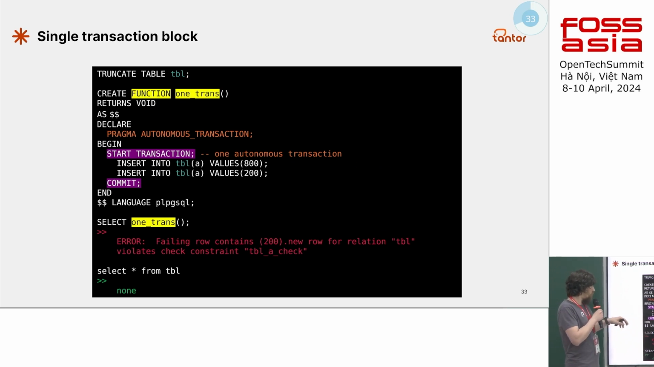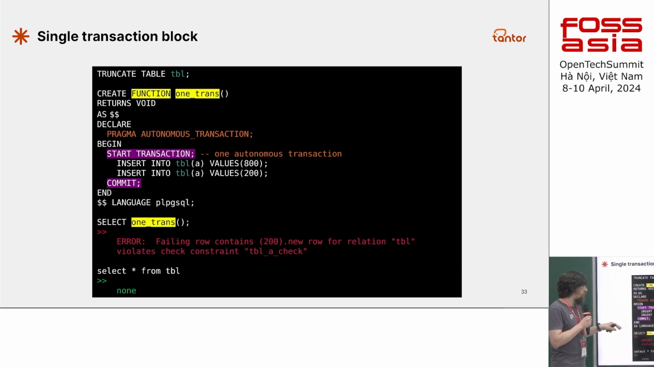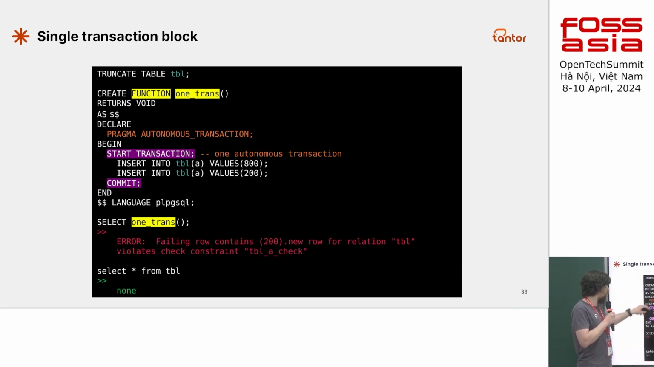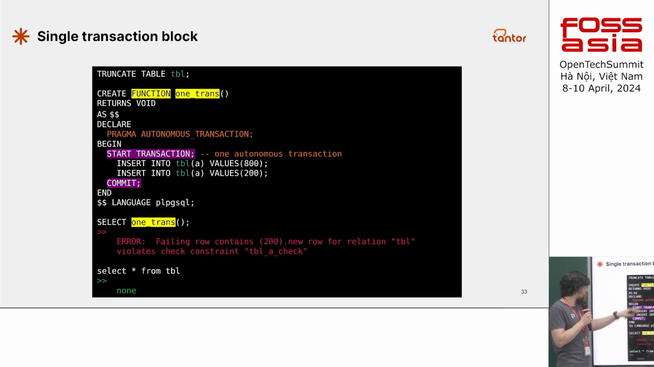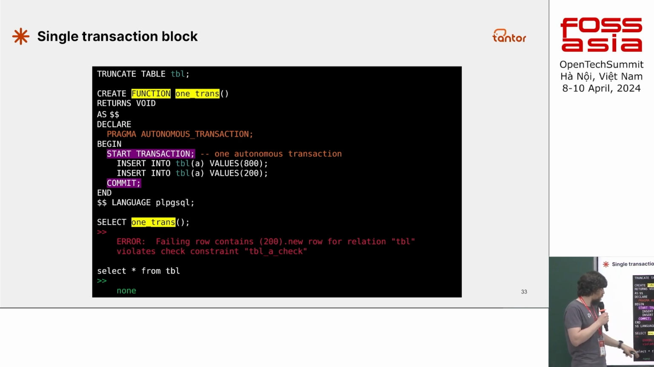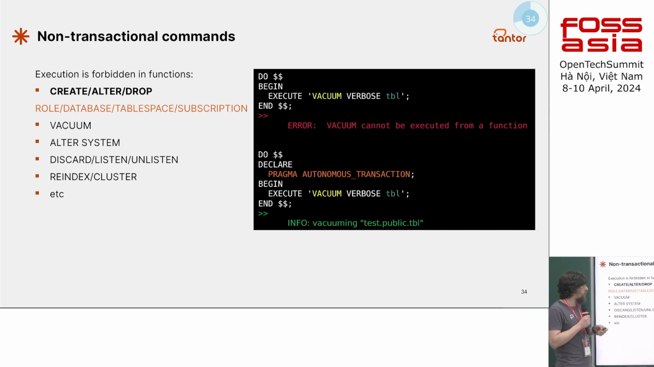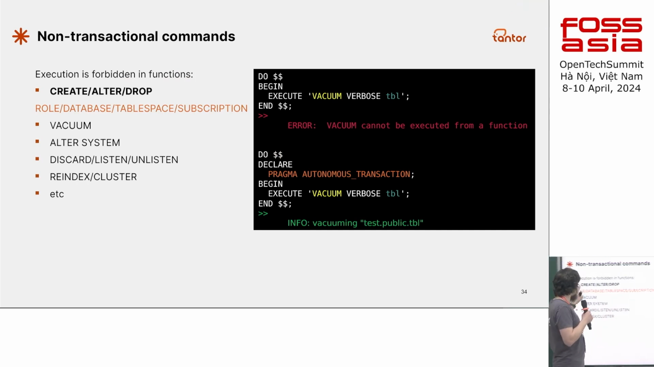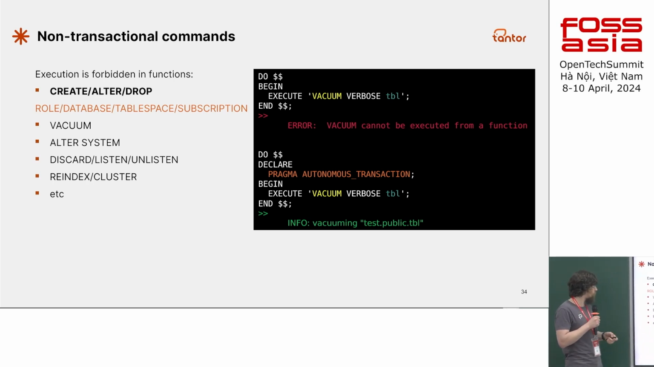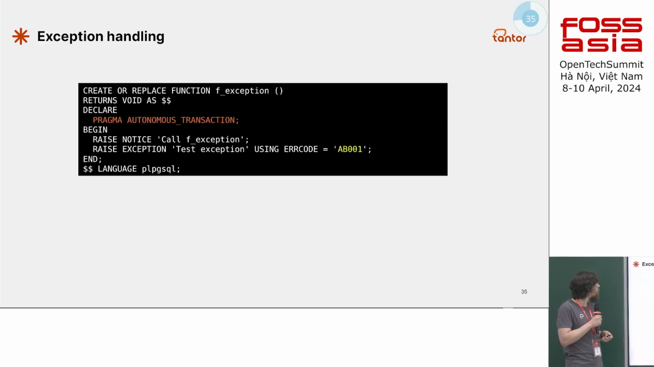The second example is where all these inserts are in a transaction block. They are executed in one autonomous transaction, so we also insert 820. 20 violates the constraint, so the whole transaction is rolled back and our table is empty. So it's possible to execute non-transactional commands like vacuum, alter system and many others.